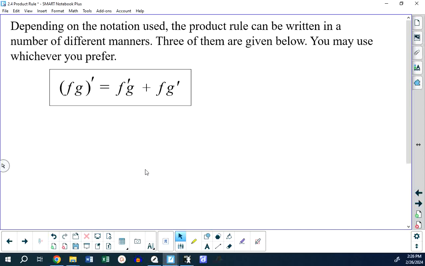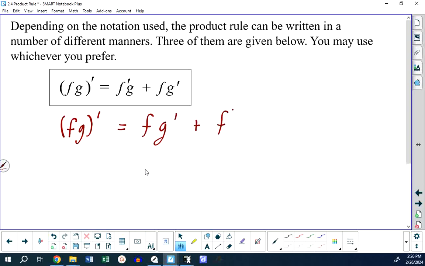For whatever reason, I don't know, this author has chosen in this version of the textbook to write the product rule this way. In other words, they've taken those two terms, f prime g and fg prime, and switched the order of them. You understand that mathematically they're the same. At times, I've seen the author do this.